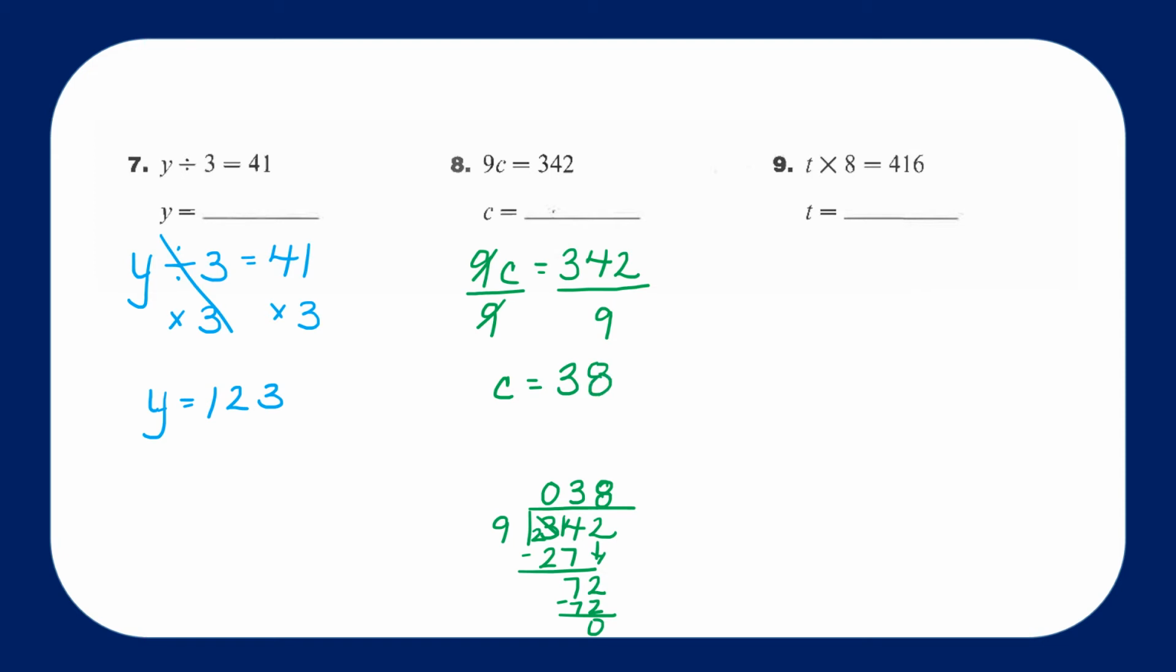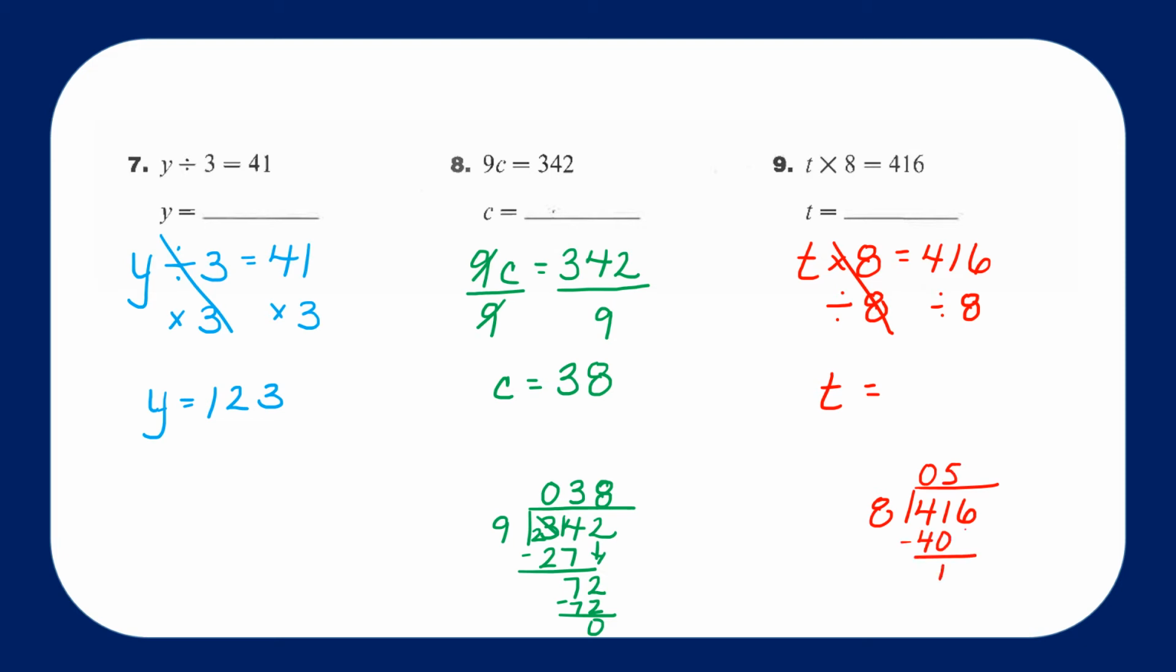Question number 9. T multiplied by 8 equals 416. When they show multiplication with a traditional multiplication sign, that's when I usually use a traditional division sign. So I'm going to divide by 8, divide by 8. It's totally up to you what you use, though. 416 divided by 8, you could probably do this mentally. Bring down the 6. 2 times 8 is 16, 0. So the answer is 52.